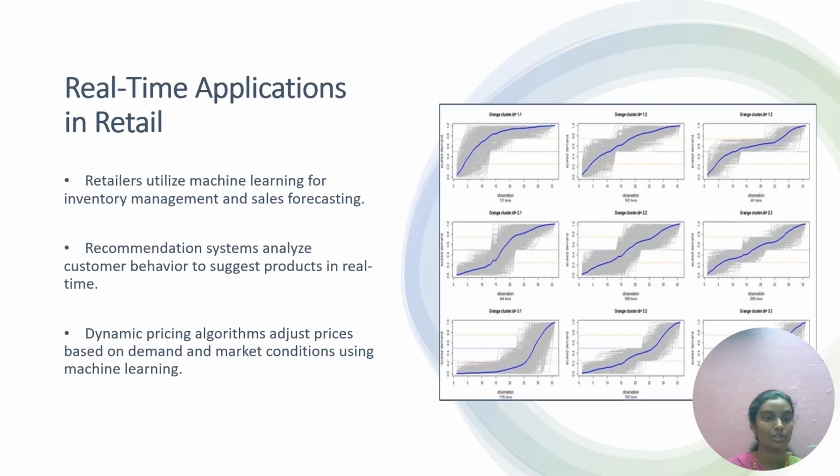One example of real-time applications is in retail. Retailers utilize machine learning for inventory management and sales forecasting. Recommendation systems analyze customer behavior to suggest products in real time. Dynamic pricing algorithms adjust the prices based on demand and market conditions using machine learning.